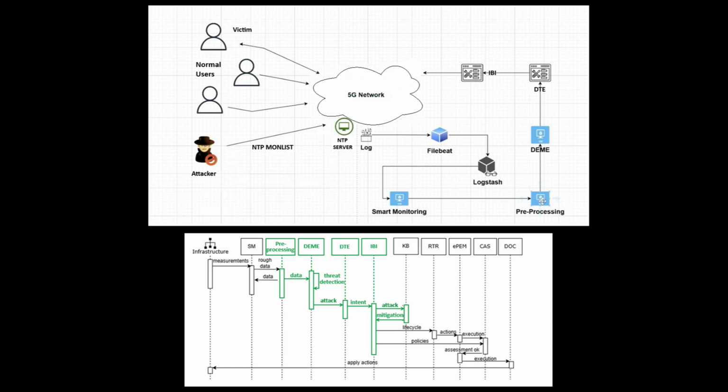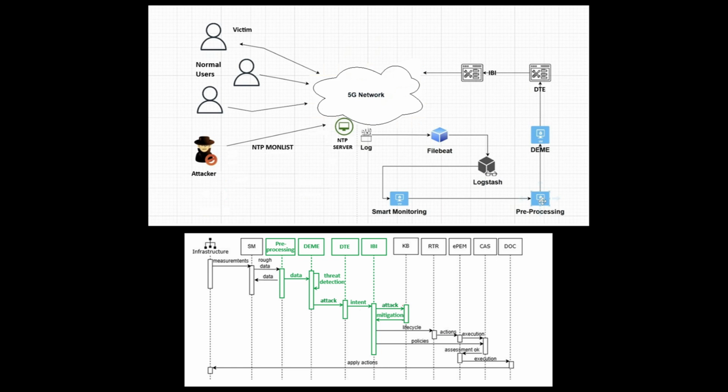HORSE can prevent NTP amplification attacks because it monitors upstream NTP monlist queries rather than downstream large response packets, significantly reducing detection latency. NTP monlist messages incoming to the NTP server are collected using FileBeat and then passed to smart monitoring, which stores these data in Elasticsearch. This allows another HORSE platform component, named preprocessing, to read and process the data.